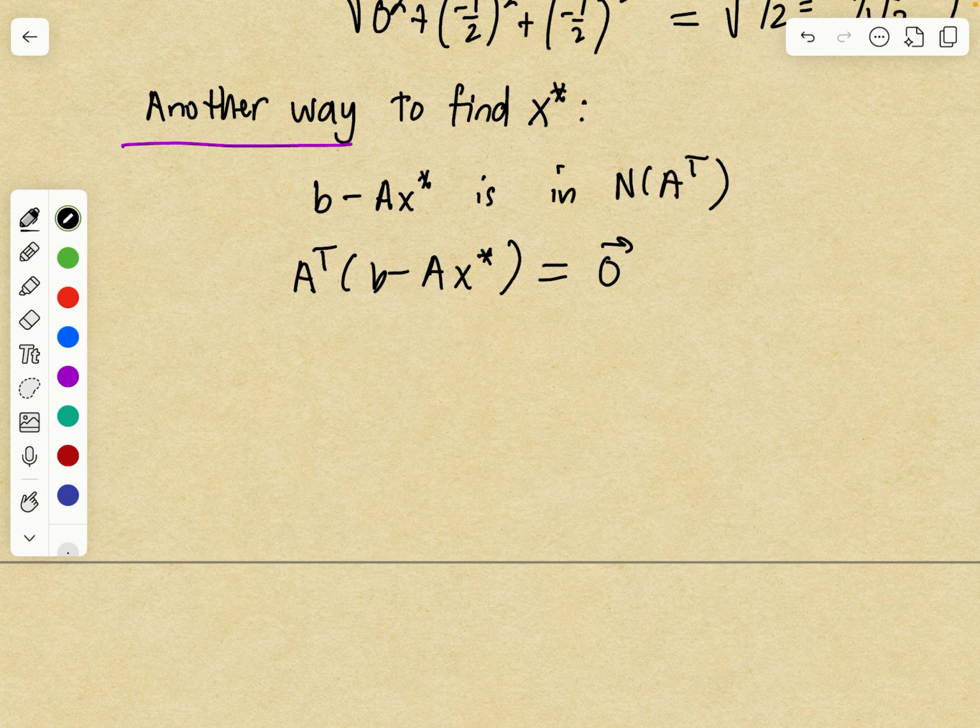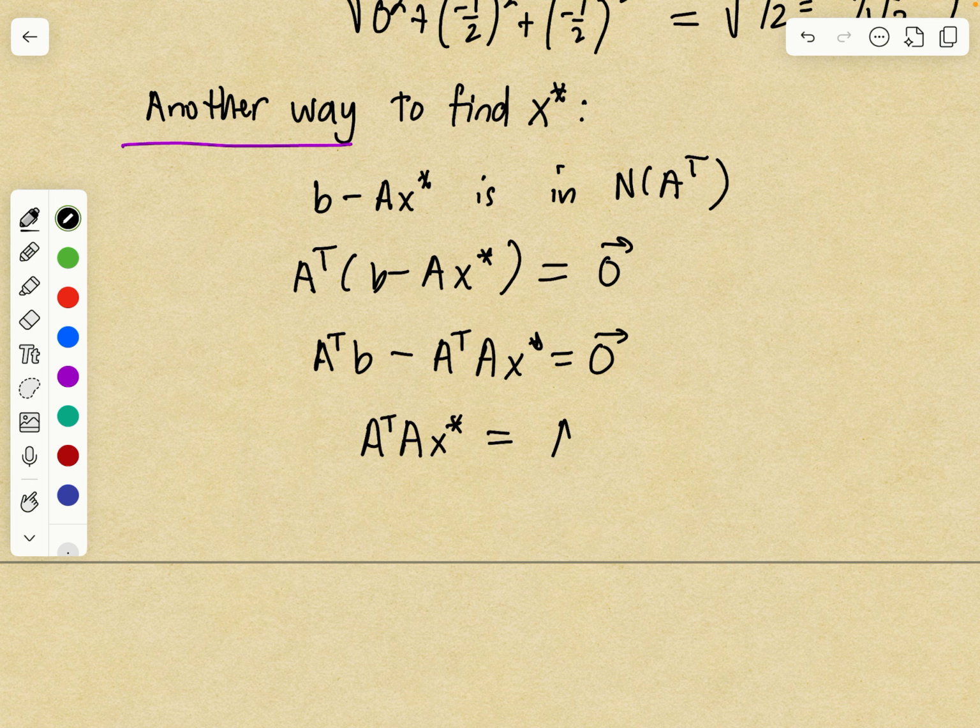Okay. And now we can distribute the A transpose across. So this is going to be A transpose times B minus A transpose A x star is the zero vector. And now if you just add A transpose A x star to both sides, you get A transpose A x star equals A transpose B. You just switch the order in which you're saying that the two things are equal, and then you get this.